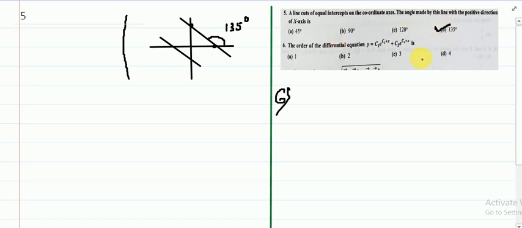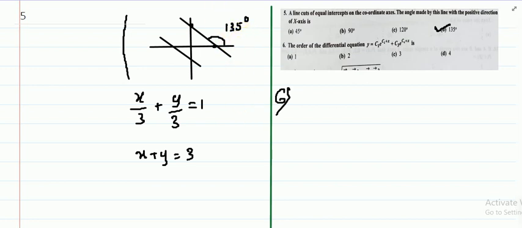135 degrees. And how will you recognize that it is 135 degrees? Because if they are equal intercepts, then the slope will be minus 1. You can consider equal intercepts, for example x by 3 plus y by 3 is equal to 1 in intercept form. Therefore, x plus y is equal to 3, then the slope must ultimately be minus 1. Therefore, when you get slope as minus 1, it is 135 degrees. If the angle is 135 degrees, then the slope will be minus 1.